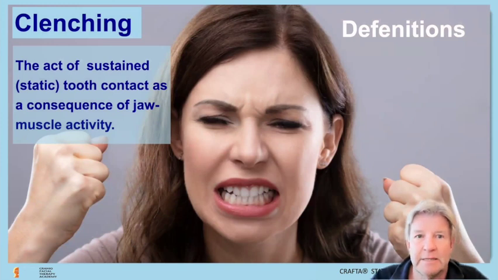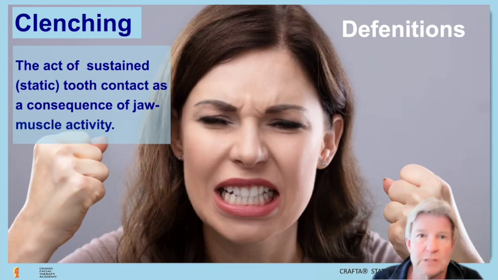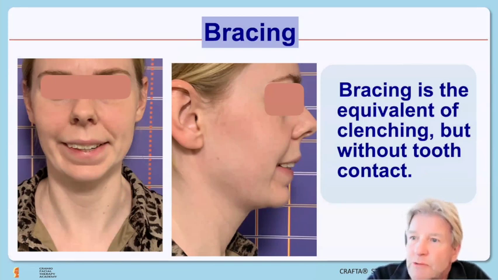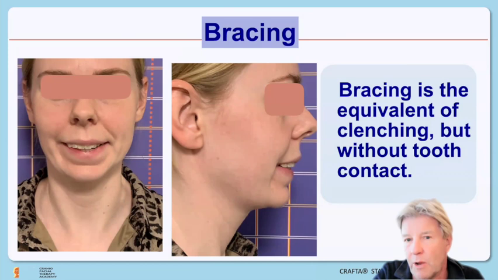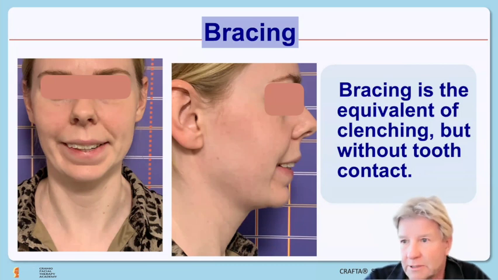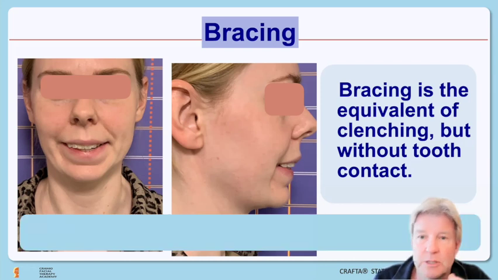Clenching is the static contact you have. You have an axial pressure on the teeth and therefore increased muscular activity. So there are two different things: the dynamic occlusion with high pressure and teeth contact, and clenching, which is the high static teeth contact with increased muscle component. These first two are with teeth contact. The second two, coming now, are without teeth contact. Bracing is an equivalent of clenching, but without teeth contact. You increase the activity of your muscles, but there is no teeth contact.